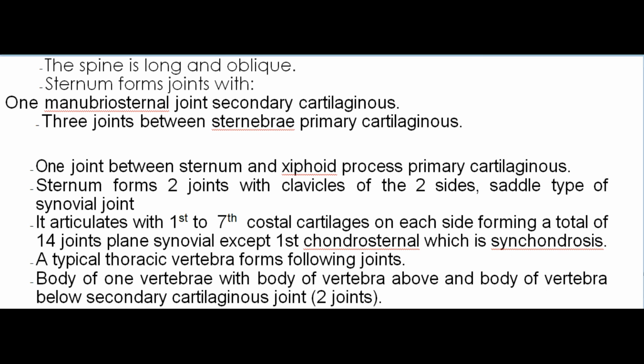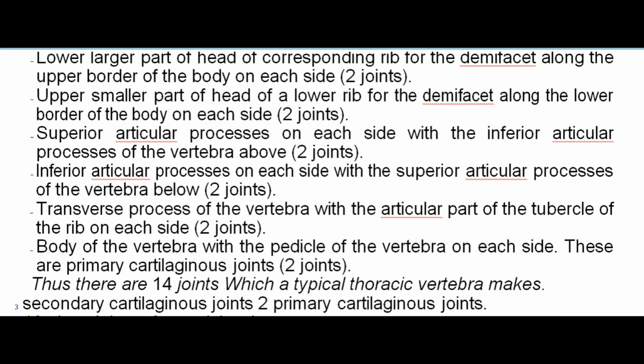A typical thoracic vertebra forms the following joints. Body of one vertebra with the body of the vertebra above and the body of the vertebra below, secondary cartilaginous joints, 2 joints. The lower larger part of the head of the corresponding rib with the demifacet along the upper border of the body on each side, 2 joints. The upper smaller part of the head of the lower rib with the demifacet along the lower border of the body on each side, 2 joints. Superior articular processes on each side with the inferior articular processes of the vertebra above, 2 joints.